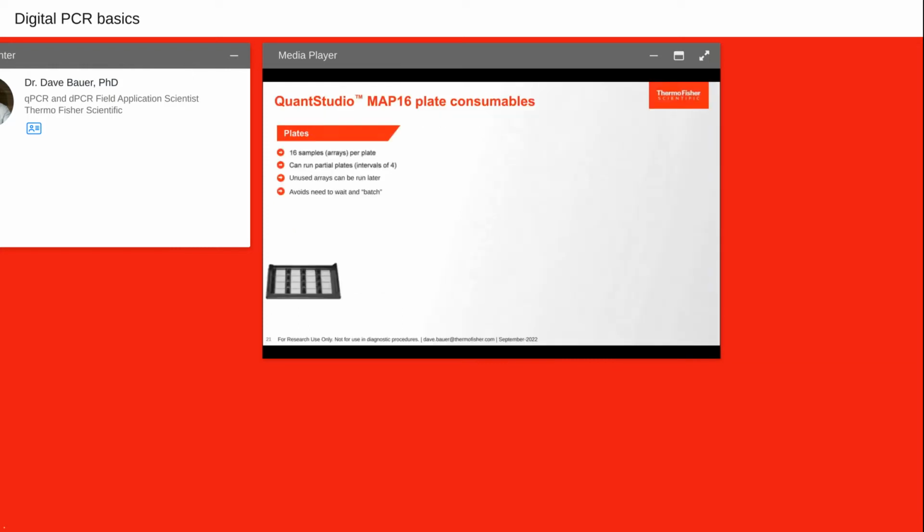So that MAP16 plate, again, that's 16 arrays or 16 samples that we can look at per plate. But the instrument gives you the flexibility to actually run subsets of the plate at a time in intervals of 4. So 1 column, 2 columns, 3 columns, or 4 columns can be run on a given experiment, which means you don't have to wait and batch your samples so that you run all 16, avoiding any wasted plate usage. In this case, you can run a partial plate, get some information, and then run the next plate, which is really helpful for either low throughput labs or when you're doing method development where you just want to change one variable, see its impact, and then try the next iteration.